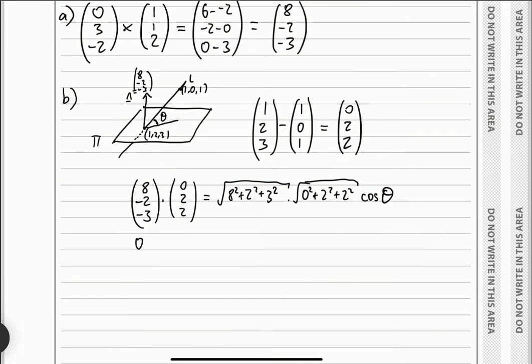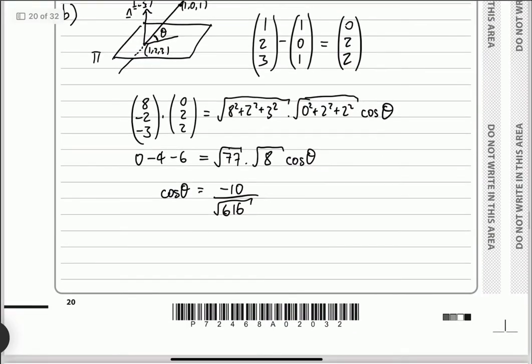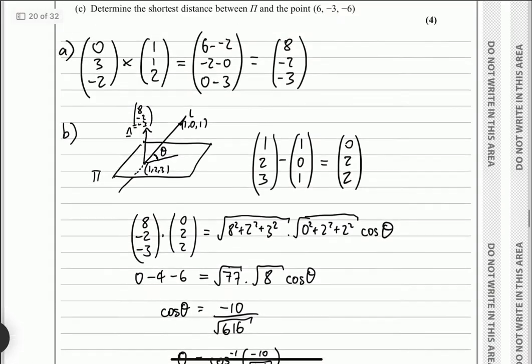So we get 0 minus 4 minus 6, the square root of 77 times the square root of 8 cosine theta. So cosine theta is equal to minus 10 over the square root of 616. I won't worry about simplifying that because we're about to do the inverse cosine of it. Minus 10 over root 616. After changing my calculator into degrees mode, that gives me 113.76 dot dot dot, and I won't round it yet because we're not quite finished.